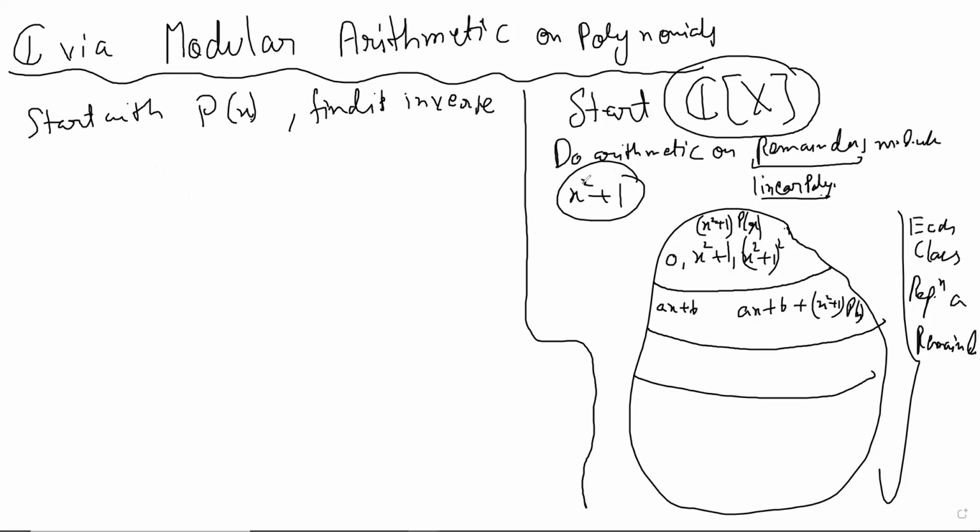Oh, hold on. I have made a very big mistake. I'm sorry. This should be R. If you start with C, then the i is already there. Then there's not much to do, and that will not make much sense. Then you will not get inverses. You have to start with the reals, because obviously you're trying to define complex numbers. Find its inverse.